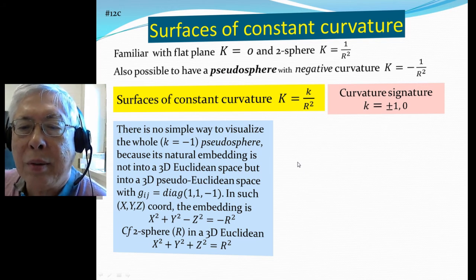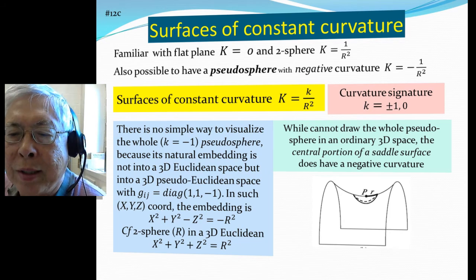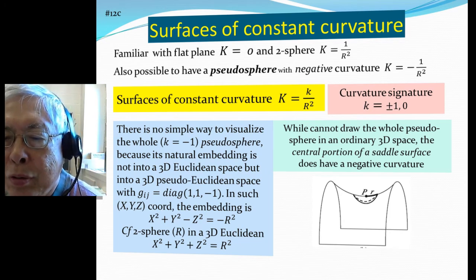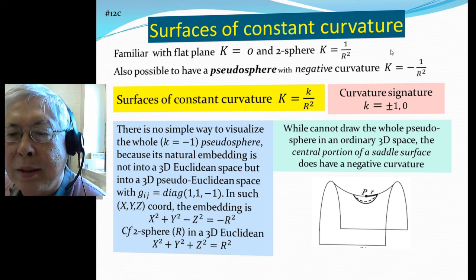Now, we cannot draw the whole pseudosphere in ordinary 3D space, but the closest we can do is to find a two-dimensional negative curvature space in the central portion of the saddle surface. It turns out that portion here is negatively curved.